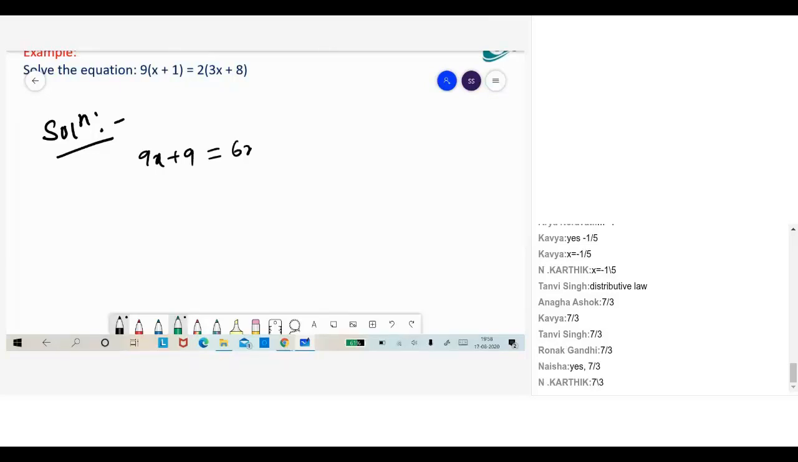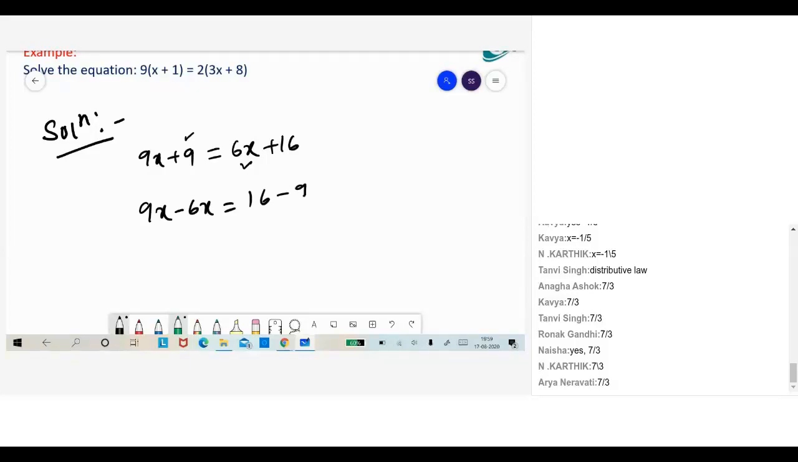Done? Now take the 6x to the LHS and 9 to the RHS. So already you have 9x here. Take the 6x to the left hand side. It becomes minus 6x. Already you have RHS as 16. Take this 9 to the right hand side, it becomes minus 9. Not clear? So it becomes minus 9. So let's solve this. What do you have?